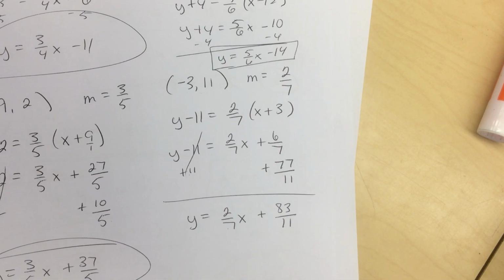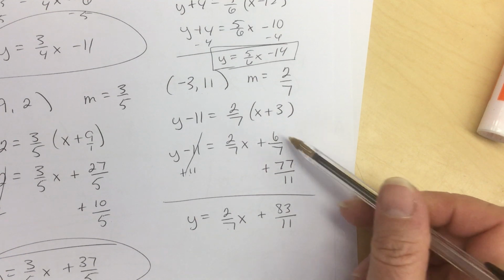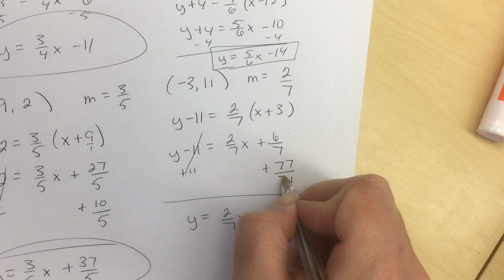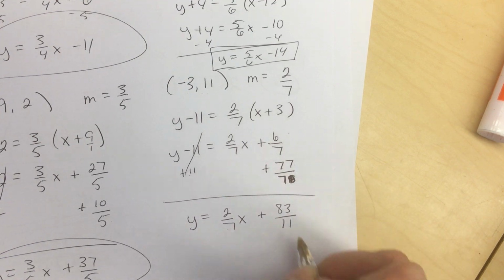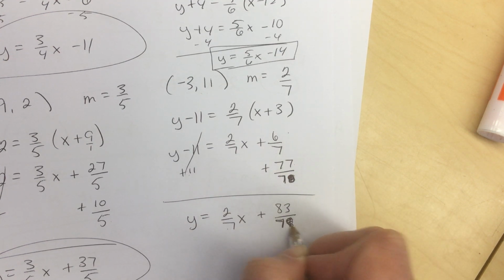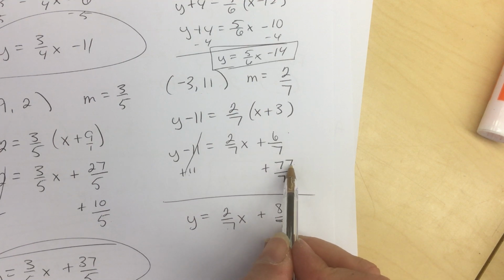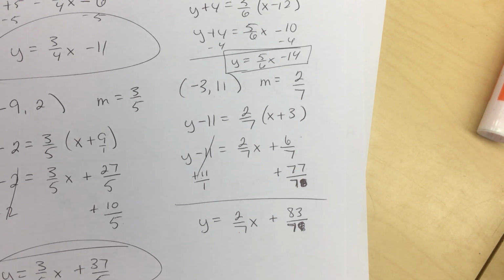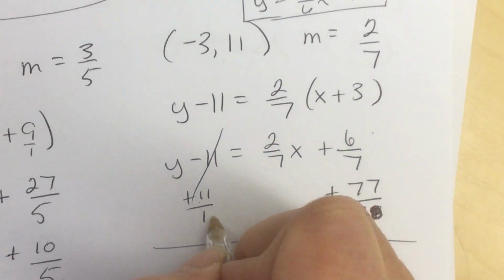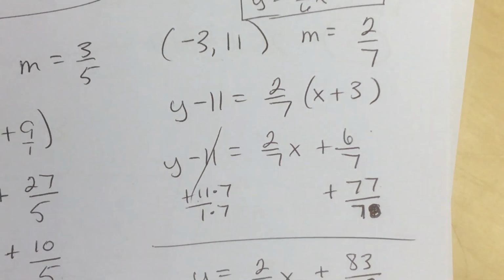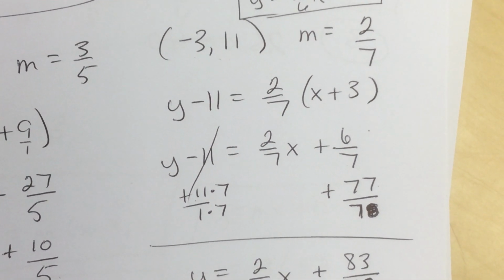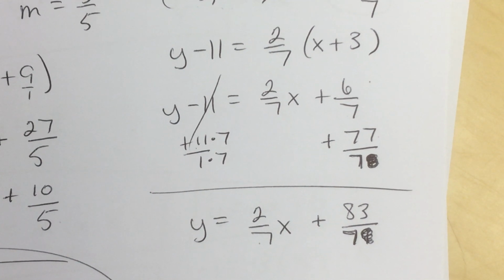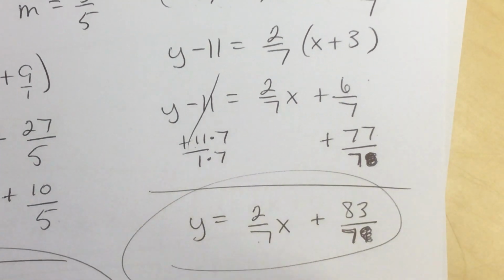Oh, sorry, can't see that. So 77 plus 6 would be 83. Oh, wait a second. Yes, it should be 7. So you take 11 times 7 and you get your numerator. And you just put it over the same, because this 11 is like 11 over 1. So what you're doing is you're taking the denominator times 7 and the numerator times 7. Exactly. And then you try not to copy the number down wrong, like I just did. Okay? So there you go.